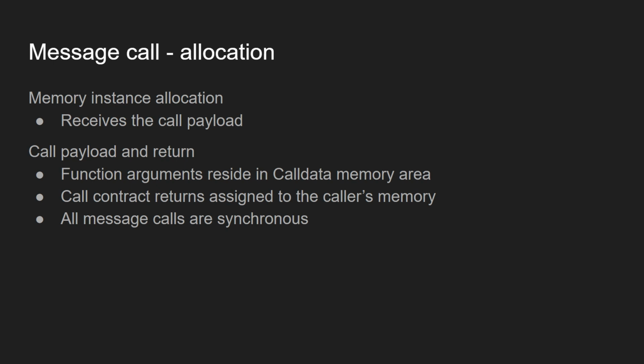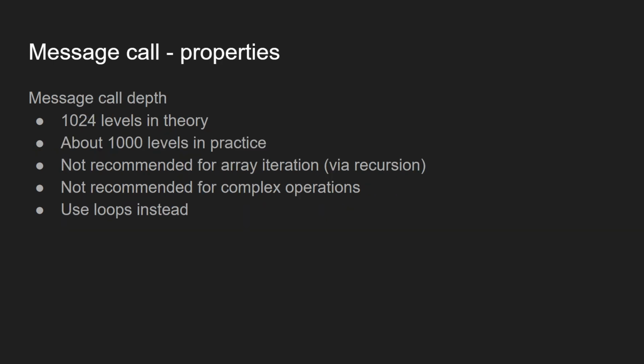Okay. And finally, all message calls are synchronous, meaning that when we make a message call, our execution will pause here and wait until it receives an answer. Regarding message call properties, there are 1024 levels in theory, and in practice, because of that 63/64 fraction, there are about 1000 levels in practice, where we can make a message call from a message call from a message call, and so on.